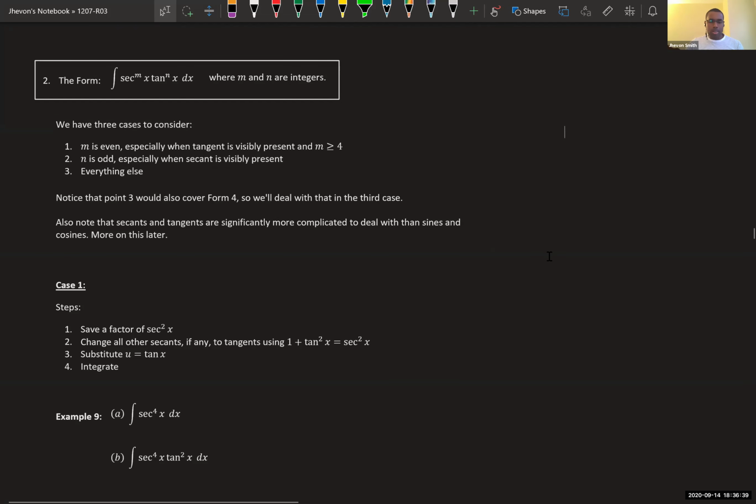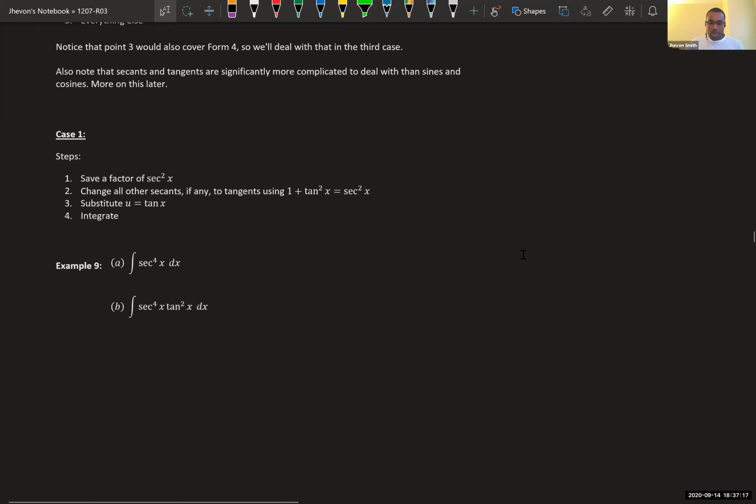So case 1, m is even, namely the power of secant is even, and there's a tangent around, and it's especially useful if the power is greater than or equal to 4, although you can apply this in more situations. Case 2 is if the power of tangent is odd and your secant is visible, which means the power of secant doesn't actually matter. As long as you can visibly see a secant there, you can get it to work. And case 3, everything else, right? You can lump everything else into one category, okay?